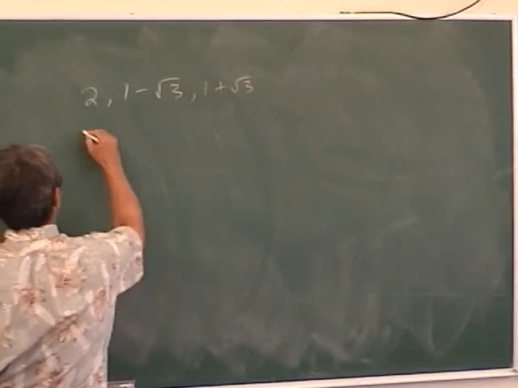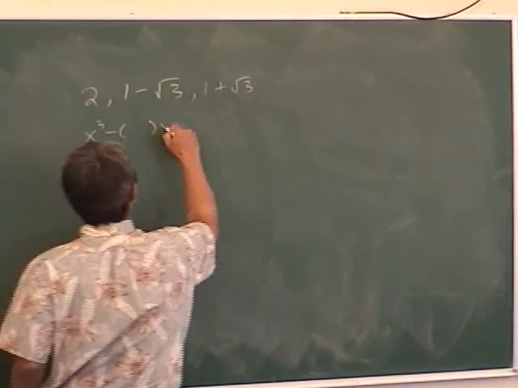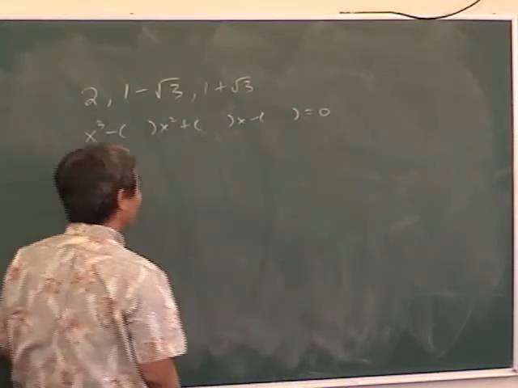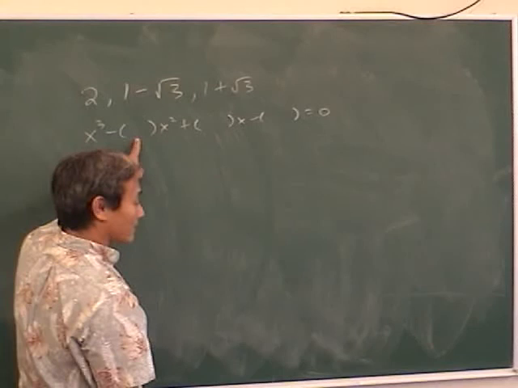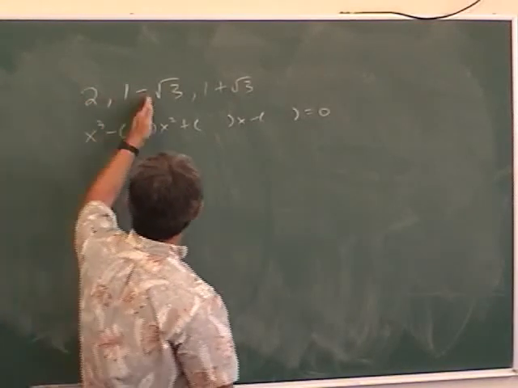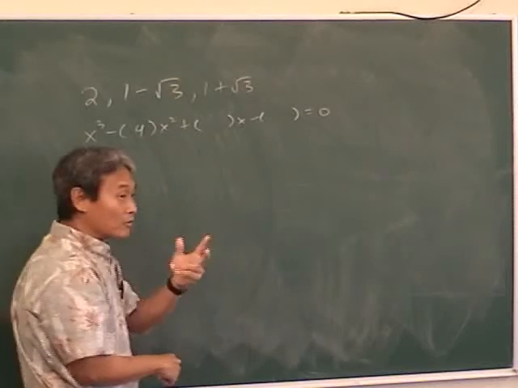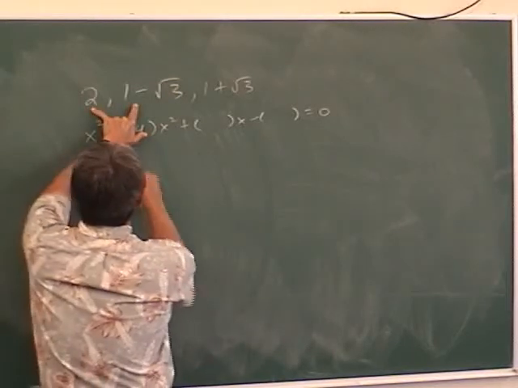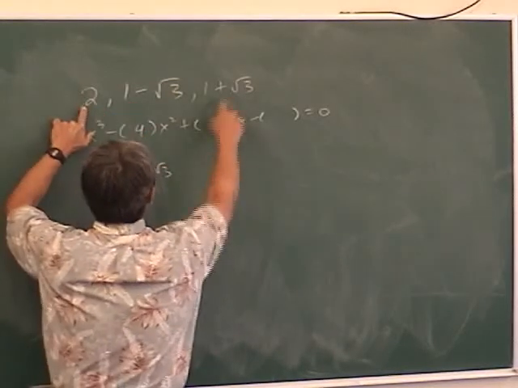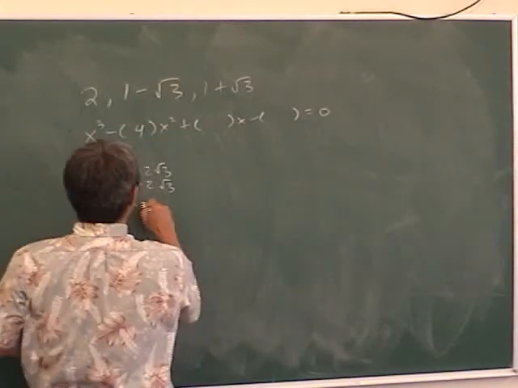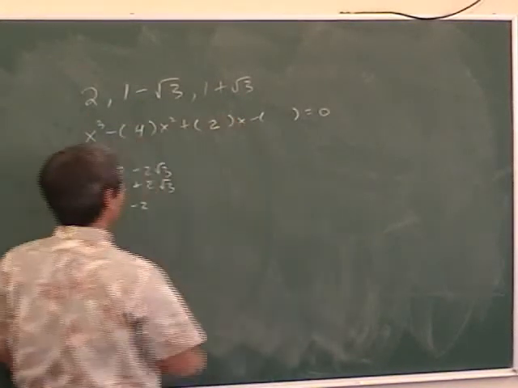So watch what I do. What goes in here? The sum of the roots. What is this plus this plus this? 4. What goes in here? Multiplying them 2 at a time. So multiply these two. 2 minus 2 root 3. Multiply these two. 2 plus 2 root 3. Multiply these two. 1 minus 3 is negative 2. Add them up. 2.